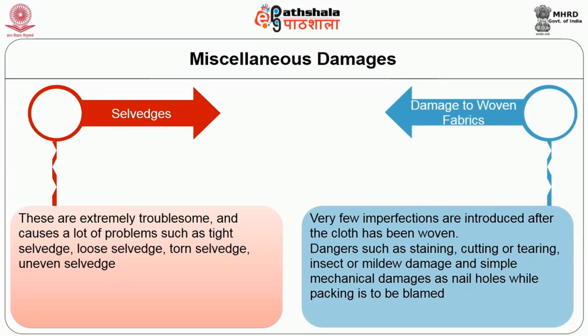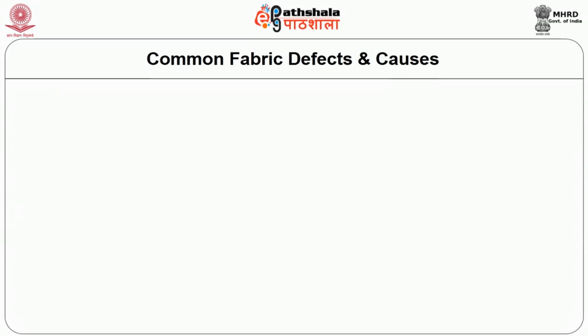Damage to woven fabric. Very few imperfections are introduced after the cloth has been woven. Damages such as staining, cutting or tearing, insect or mildew damage, and simple mechanical damage such as nail holes while packing are to be blamed. Common fabric defects and their causes.